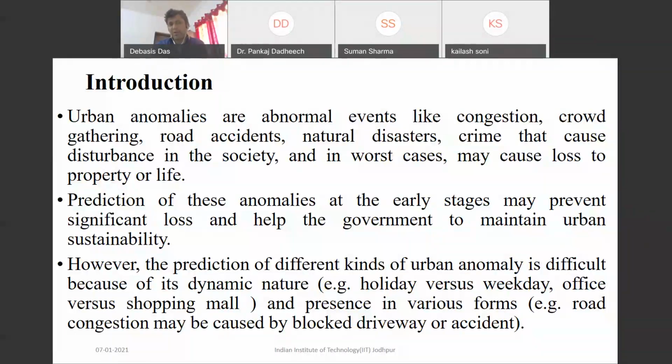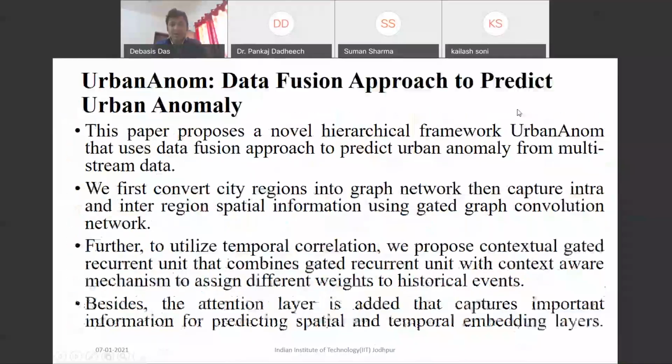Okay, if you apply a simple traditional neural network model, then you are not getting enough output, because their form and their complexity is more. They are dynamic and also appear in various forms. Okay, so now in this work we propose a novel hierarchical framework.